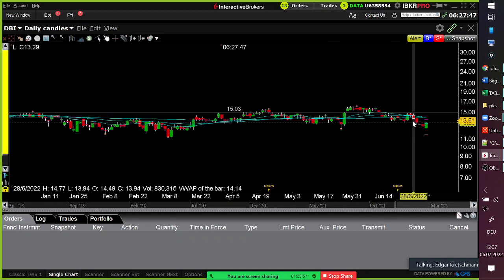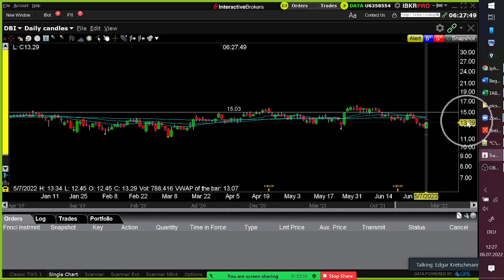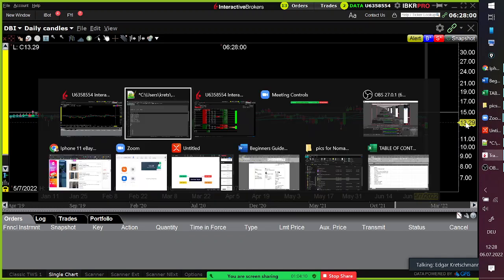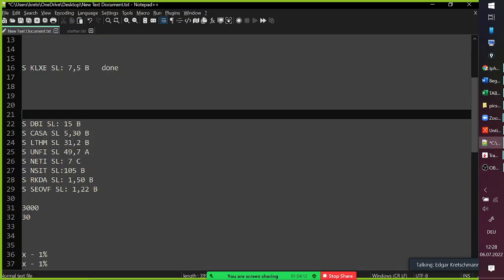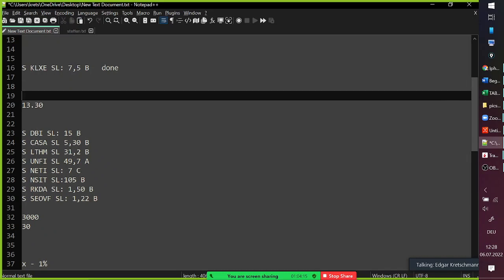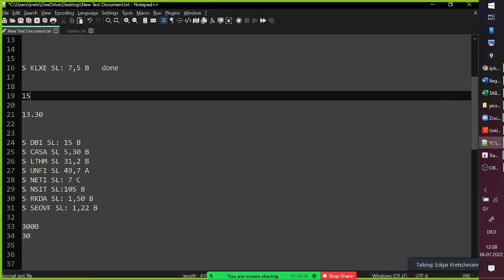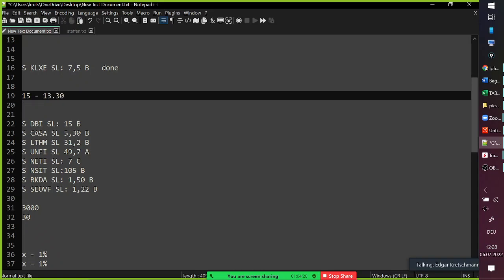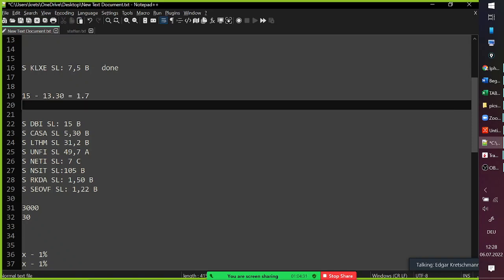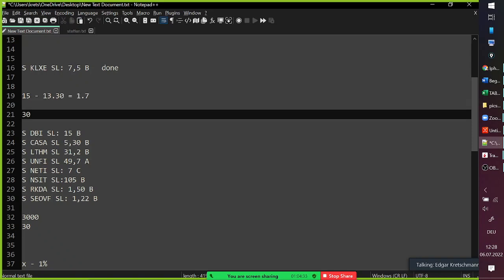Okay, and what's the current price? Here you see it in the yellow box. 13.29. Let's call it 13.30. We have a stop loss of 15, and we have to subtract. What's the difference? 1.7. You get better with this by time. Again, we don't want to risk more than $30.